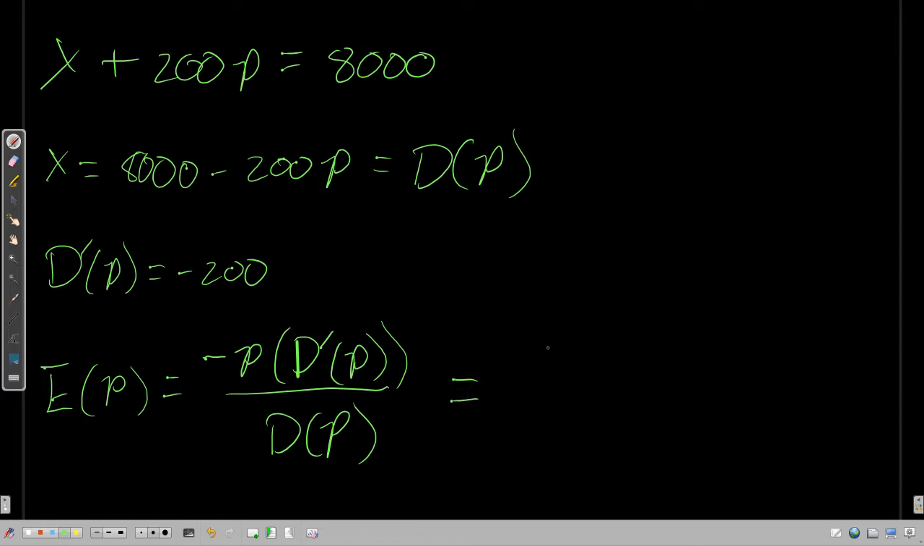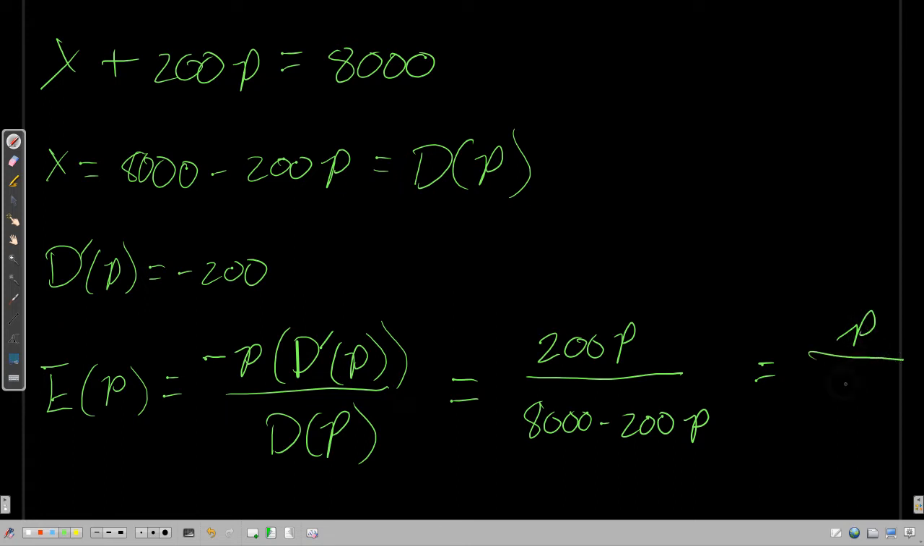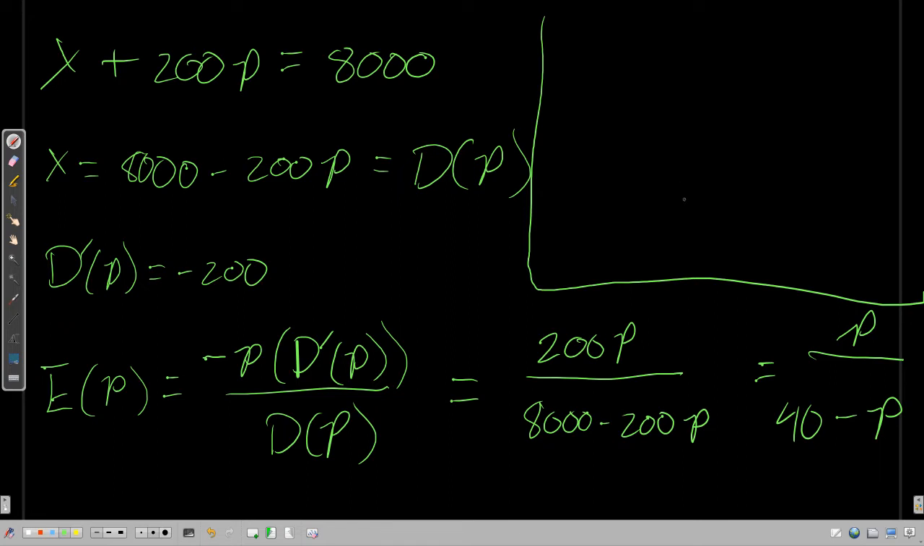And when you plug in all of our stuff, we would get 200P over 8,000 minus 200P. And it would sure be nice if we would factor this thing just to have some smaller numbers to deal with. So you could write this as P over 40 minus P. And then it's also just as clear to do any number of things.